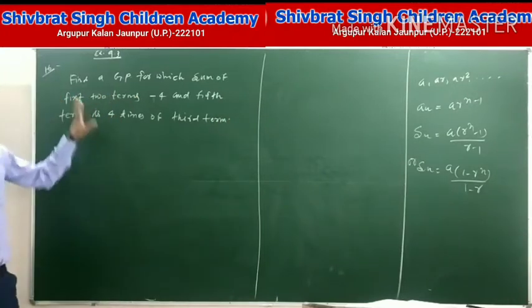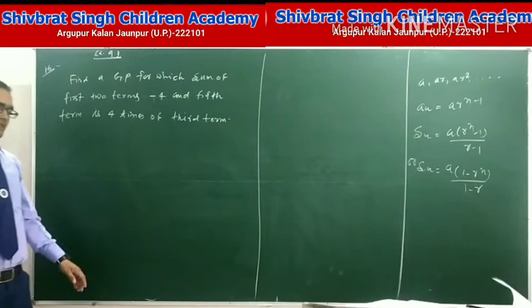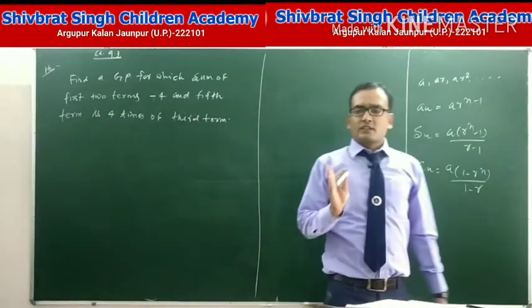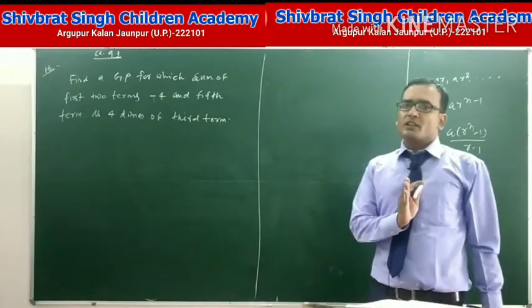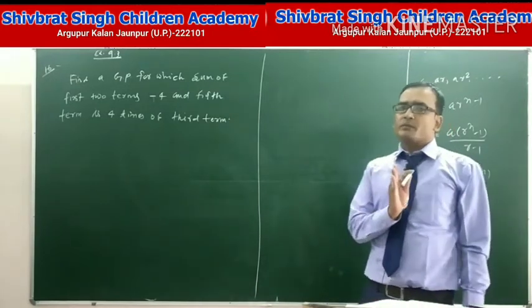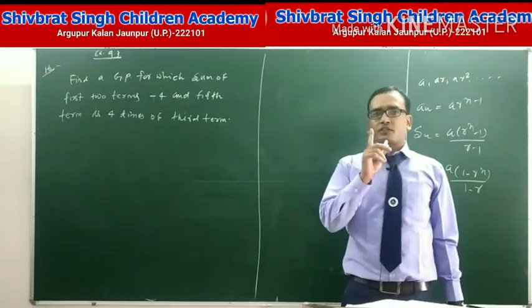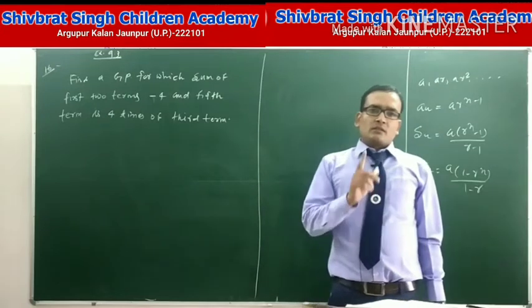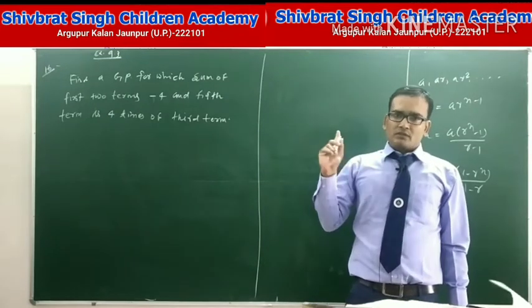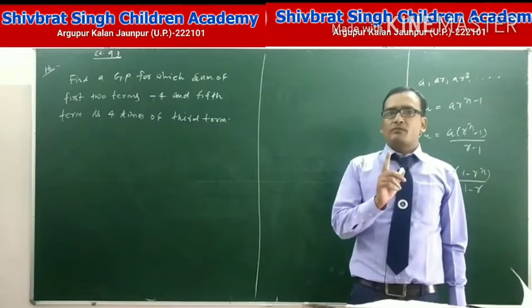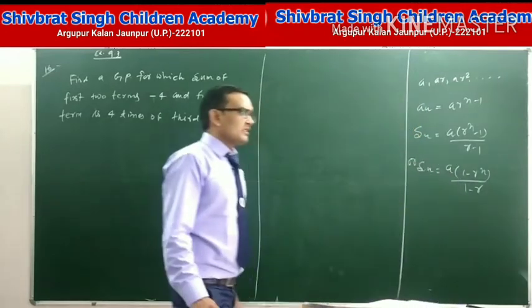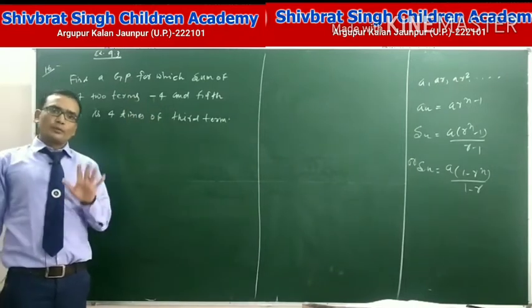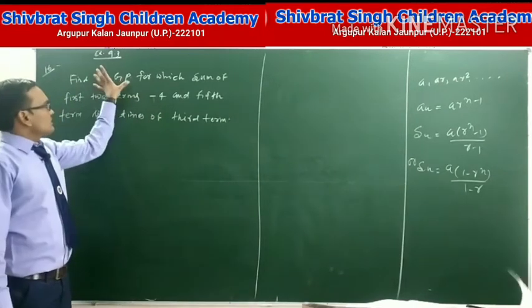Here in this question, students, we have to find the GP. Two conditions are given. The first condition is that the sum of the first two terms is minus 4, and the second condition is that the fifth term of the GP is 4 times the third term. That means two conditions are given, and we wish to find the GP.